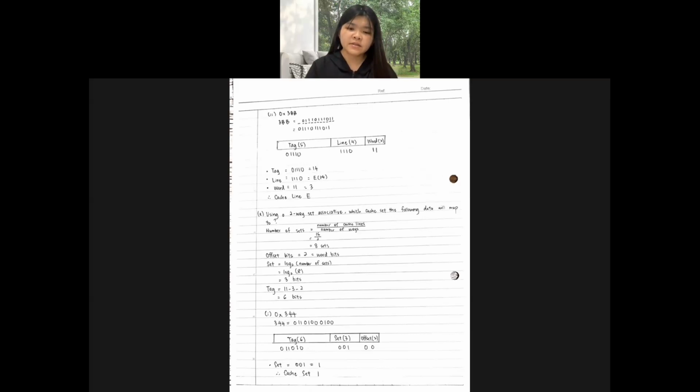And for the address, we will change it into binary using the table that I drew out before, and we split it into 3 parts: tag, set, and offset. So we focus on the set bits, then set is equal to 001, which is equal to 1. So the address 344 will map to set 1.